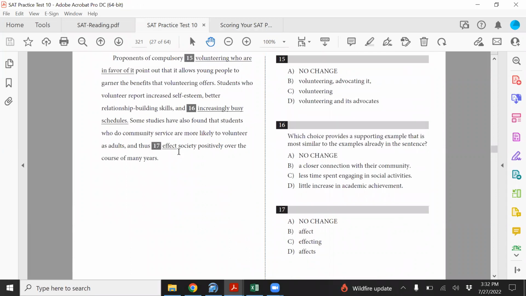Some studies have also found students who do community service are more likely to volunteer as adults, and thus, obviously, you're going to say impact society positively over the course of many years. So you know it's students, so it's got to be plural. So it's not D, and C is going to be a run-on, a fragment.